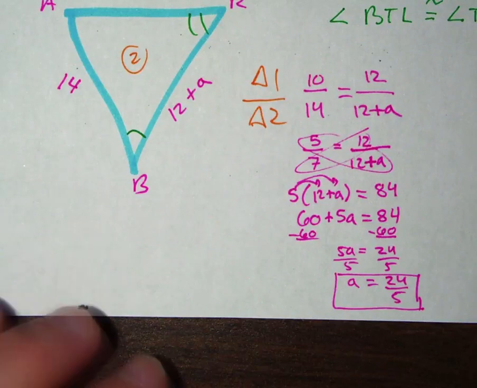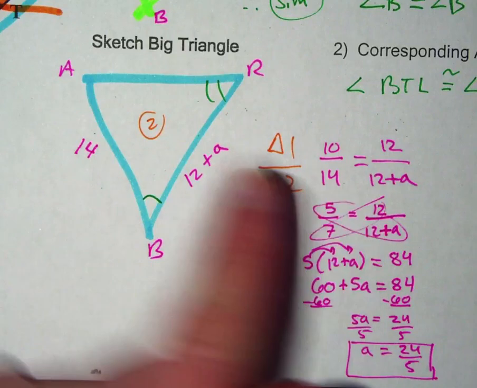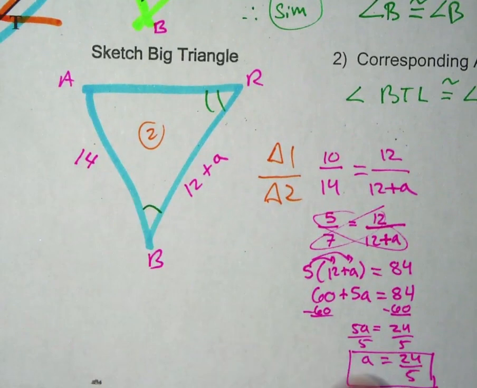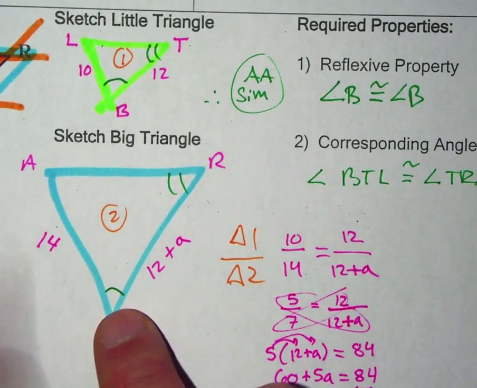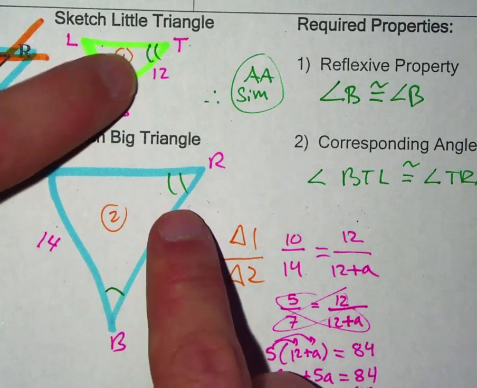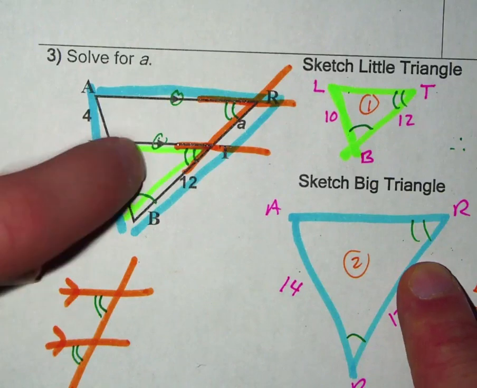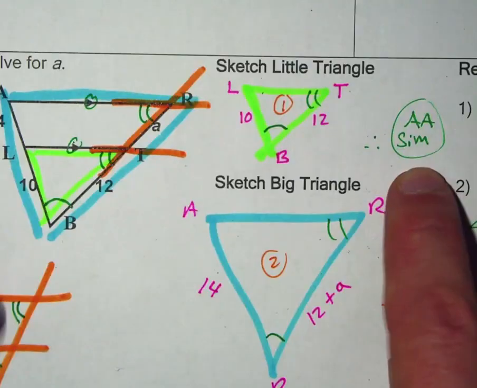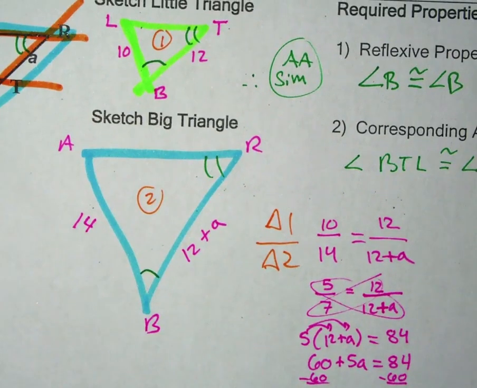There you have it. Make sure to resketch them as small and large. Set up your proportion, labeling triangles 1 and 2. Solve with cross multiplication in algebra. Keep in mind it's the reflexive property, angle B is congruent to angle B, and the corresponding angle theorem, because these are parallel, that allow us to say by angle-angle they are similar, so we can actually set up the proportion, because similar means proportional.